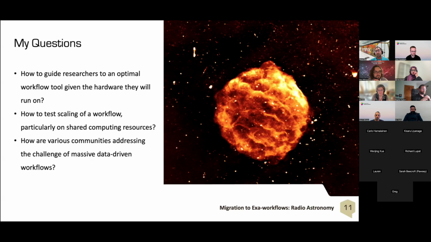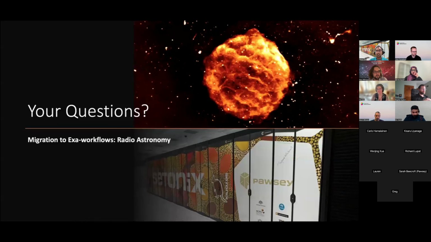And I would love to know how various communities are addressing the challenge of massive data-driven workflows, because it is actually quite a unique challenge, also restarting workflows. If they fail, how do you account for failures? All right, you have shared resources. Essentially, what is the conversation going to be? And on that, I will end with your questions. And I tried to keep it short because I wanted to have a conversation progress.